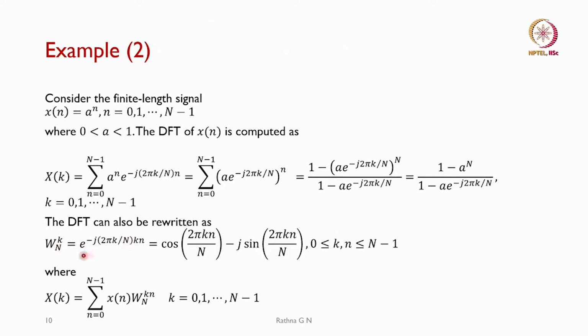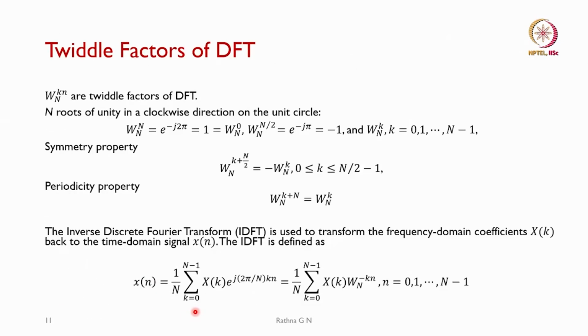We know that we can split our exponential into cos and sin functions. So, cos of 2 pi k n by N is the real part, and minus j sin of 2 pi k n by N is the imaginary part. Both k and n will be varying between 0 to N minus 1. If we substitute W N k n in our equation, X of k will be equal to the sum over n equal to 0 to N minus 1 of x of n into W N k n, with k varying from 0 to N minus 1.